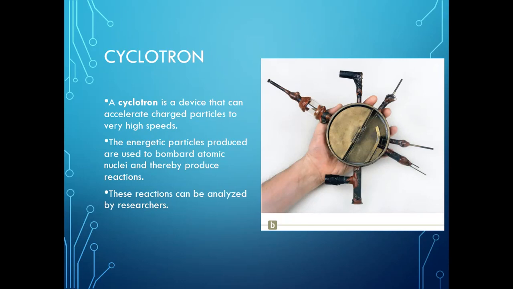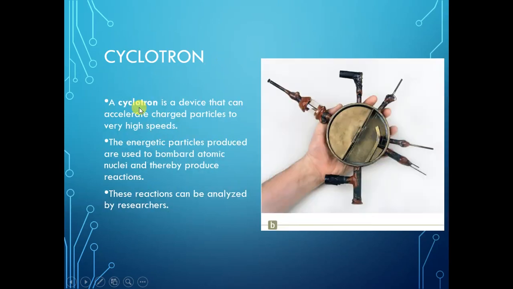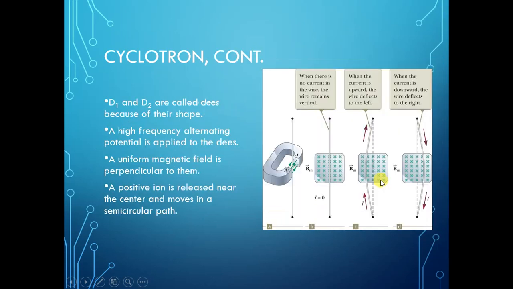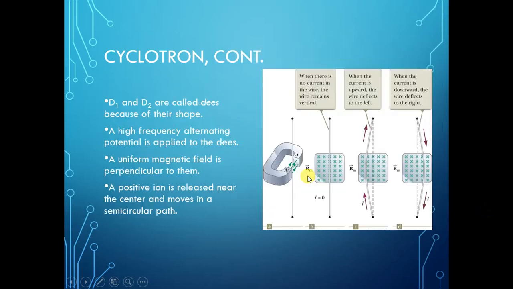The energetic particles produced are used to bombard atomic nuclei and thereby produce reactions. These reactions can be analyzed by researchers. See, this is the figure of the cyclotron, with two slits. Now the cyclotron has D1 and D2. They are called Ds because of their shape; they look like the letter D.